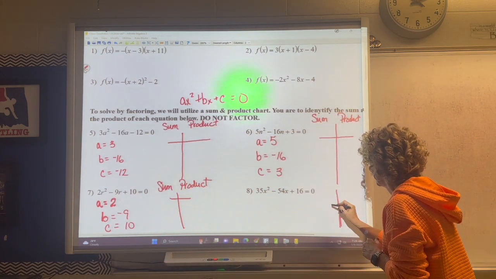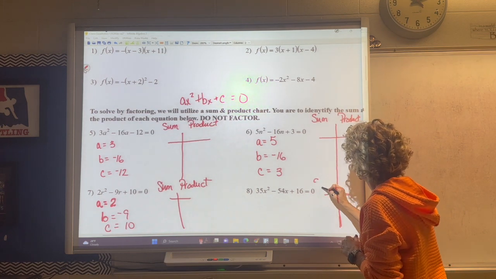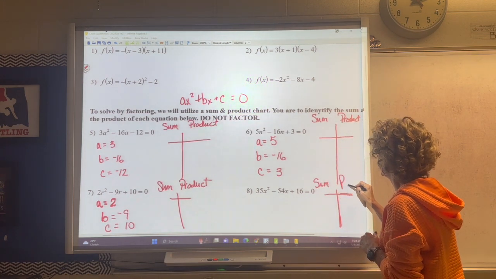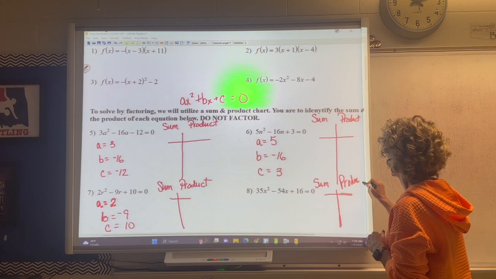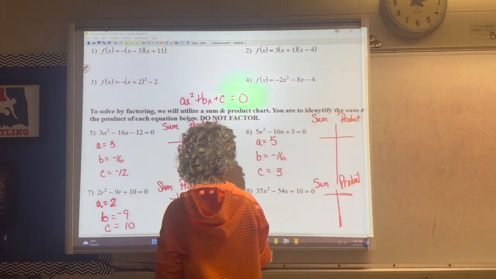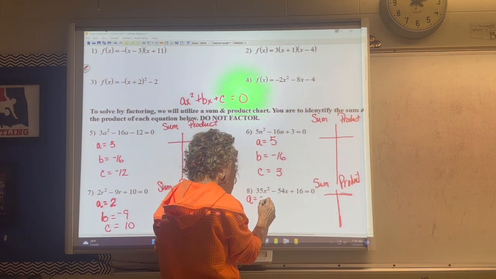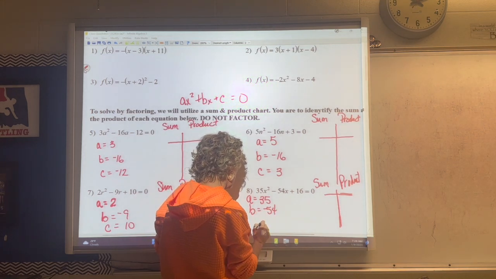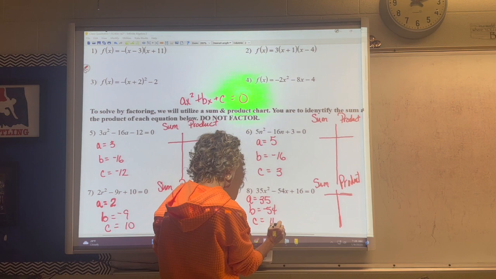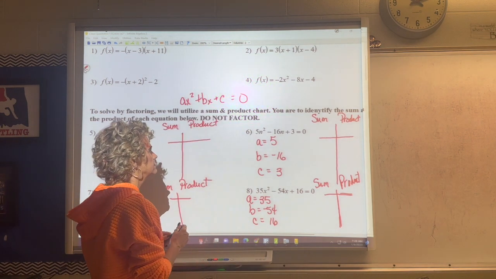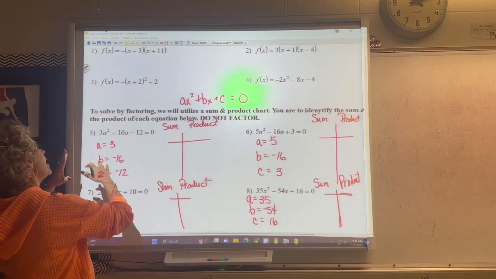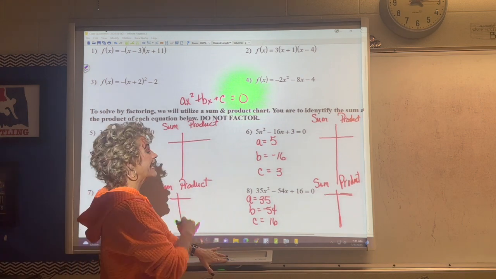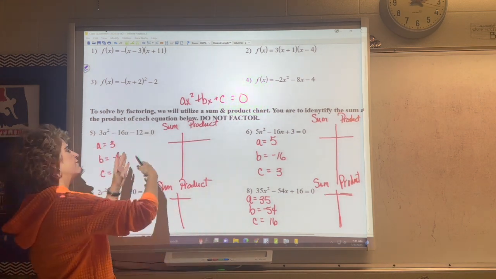Here, I'm going to go ahead. I'm doing a little backwards. I got my sum here, and I got my product here, okay? So A here is 35. B here is a negative 54, and C here is a positive 16, okay? So, now that we have identified A, B, and C on each one of these, and we have our little chart, we've got to fill it in.